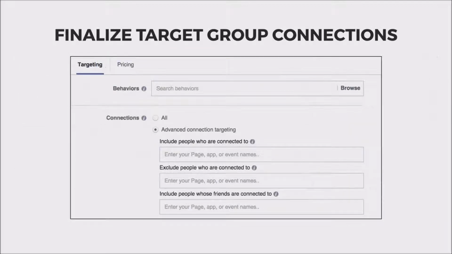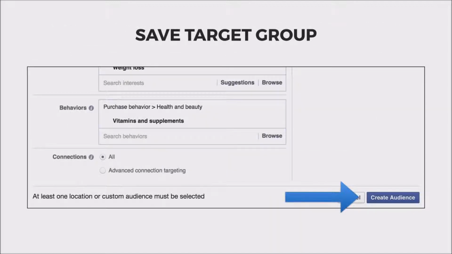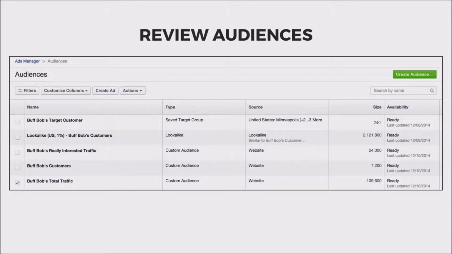After you're all done modifying behaviors, interests, and demographics, click Create Audience. Review your audiences and repeat the process to create more target groups. You'll also be able to create target groups from within your ad sets that you create later, but getting a head start now is a huge time saver.